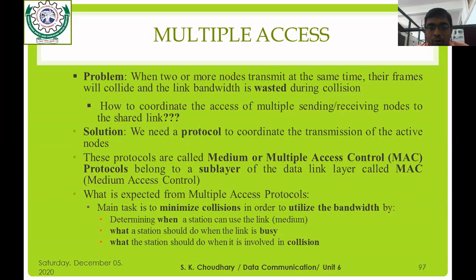From the multiple access protocols, what is the expectation? The main task is to minimize the collision in order to utilize the bandwidth. How can we utilize the bandwidth? By determining when a station can use the link, what a station should do when the link is busy, and what the station should do when it is involved in a collision. All of that is performed under the multiple access protocol.